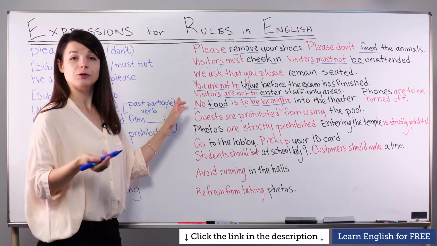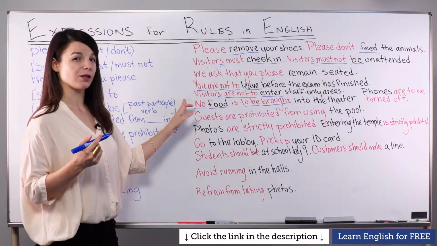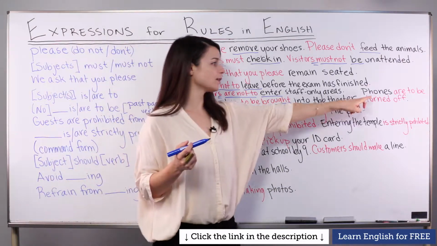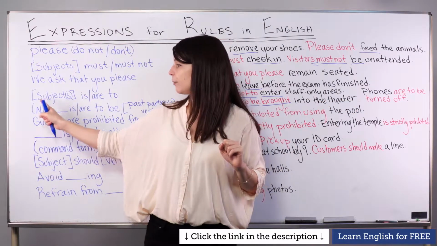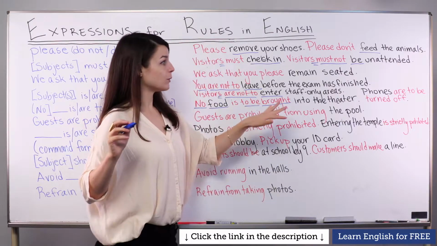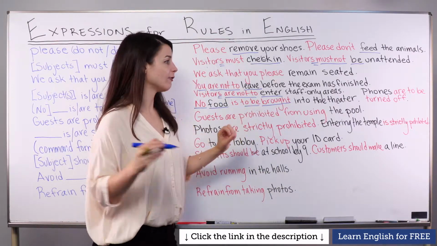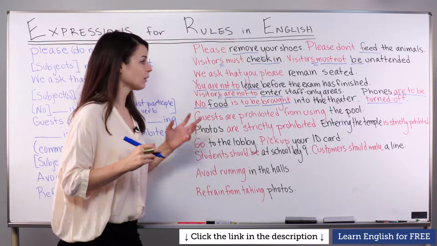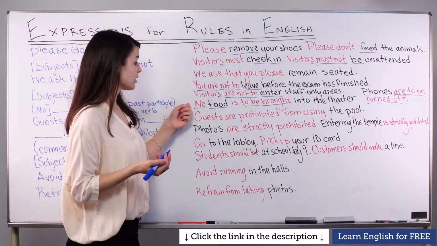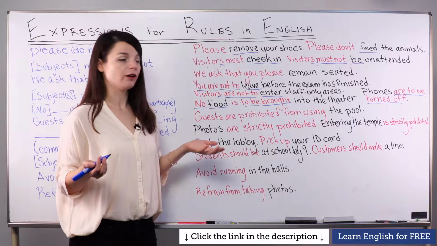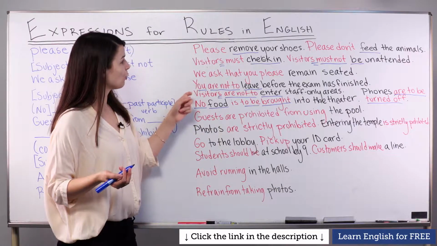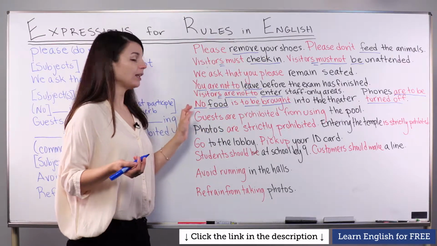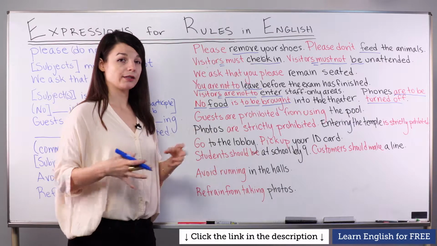So, okay, I'll introduce one more example and then explain why we might use something like this. Let's follow this up with phones are to be turned off. So in this sentence, I removed no. So we might not begin with no. So phones, plural, are to be turned off. So here again, are to be, and my verb, turned off. So why would we use this? You notice here, there's no person involved. Like in my other examples, I said you or visitors, whatever. Please remove your shoes, for example.